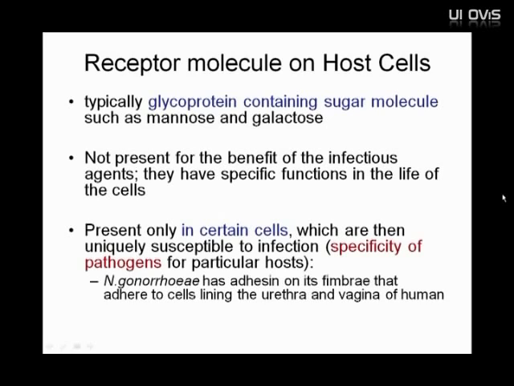The receptor molecules are present only in certain cells, which are then uniquely susceptible to infection, and also specific for certain pathogens. For example, Neisseria gonorrhoeae has adenosine on its fimbriae that adhere to cells lining the urethra and vagina of humans.